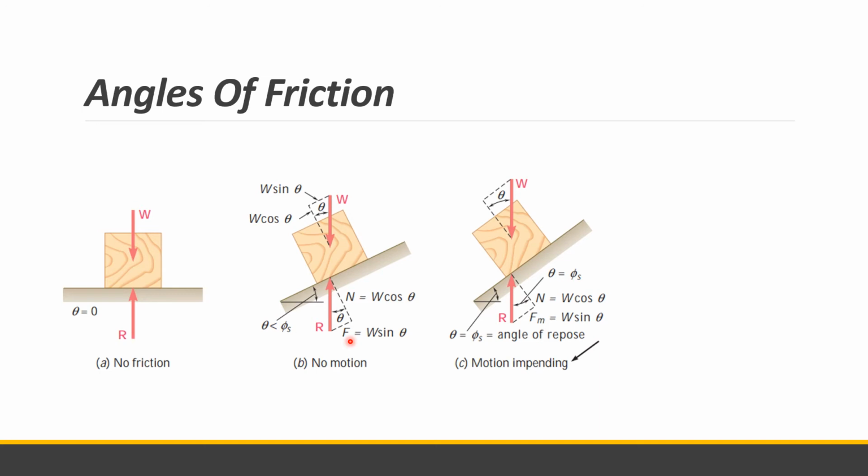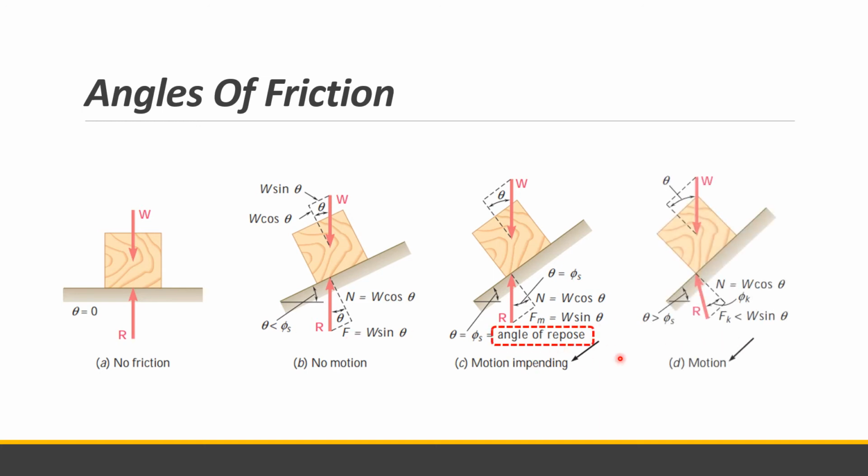So clearly the angle of repose is equal to the angle of static friction. If the angle of inclination theta is further increased, that is the angle of repose. So if we increase it further, which is greater than the angle of repose, as you can see, our R is moving toward the edge. So it will go there and it is no longer vertical.